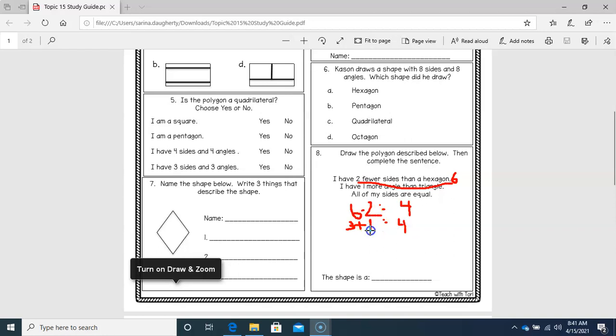So it has 4 sides, 4 angles, and all of my sides are equal. That tells me if it has 4 sides and they're all the same length or equal, it is a square. So not only should you write that it's a square, you have to draw it. Square. And then drawing it as equal as you can. As you can see, mine's not exactly straight, but I'm going to make it as equal as I can. So I'm not going to count off if this one is just a tiny bit longer than this one, but try to make it as equal as you can.